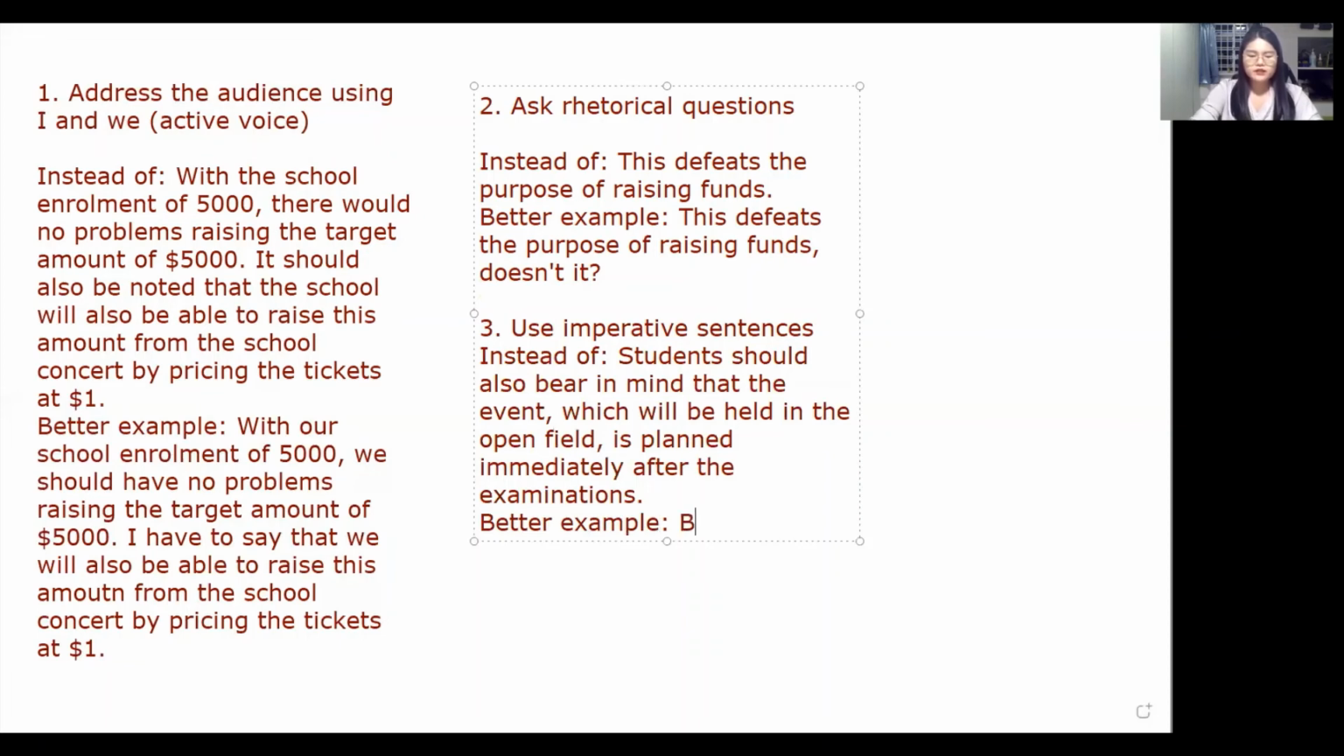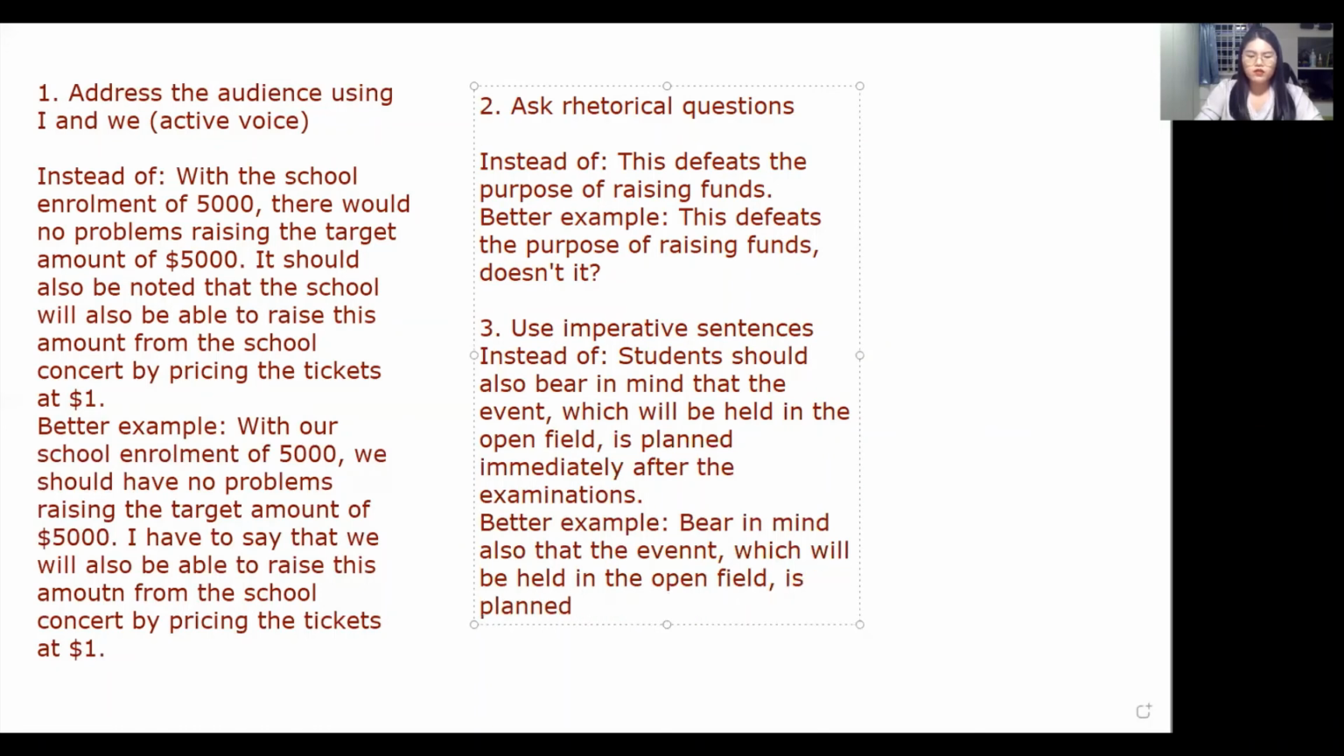bear in mind also that the event which will be held in the open field is planned for immediately after the examinations.